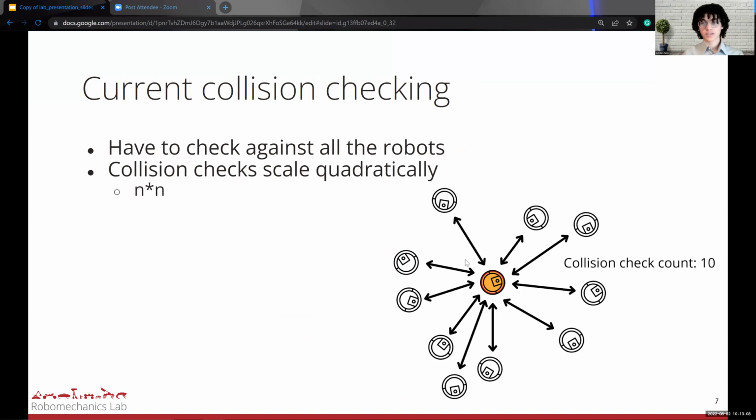For a few robots, it's not a big deal, but when you have hundreds of robots and you need to check every robot against every other one, it scales quadratically, which can be very computationally expensive. Imagine you had n robots, then the number of collision checks you need to do is n times n.